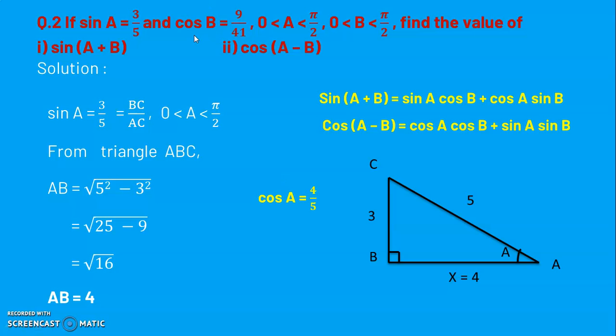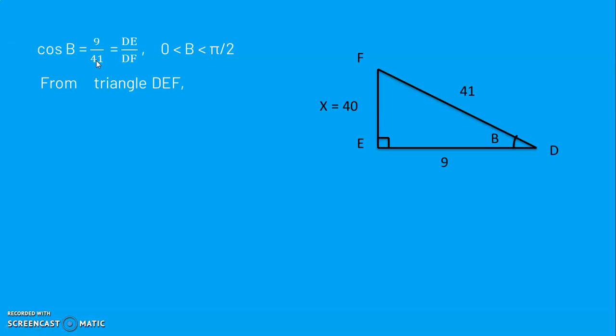Then from cos B we can find sin B easily. Let's see how. Now cos B is 9 by 41. Like before, we can draw a triangle DEF with the angle B. Here EF is the opposite side, DE is the adjacent side, and DF is the hypotenuse. So we can write cos B as adjacent by hypotenuse, that is DE by DF.